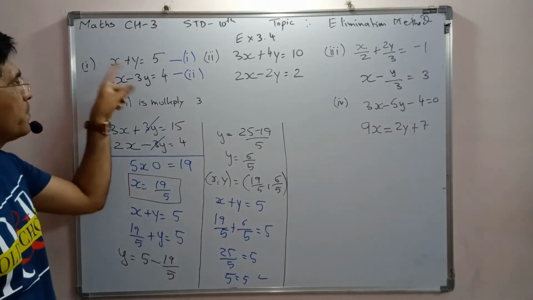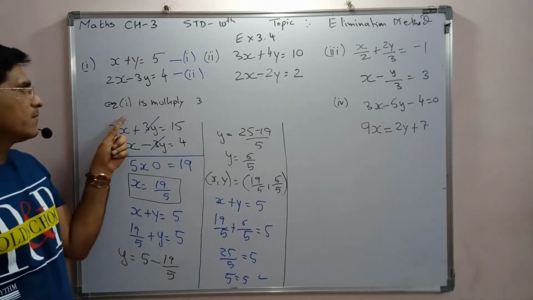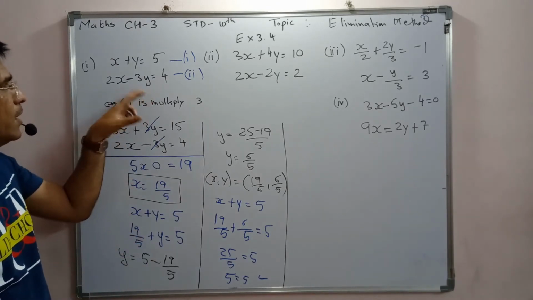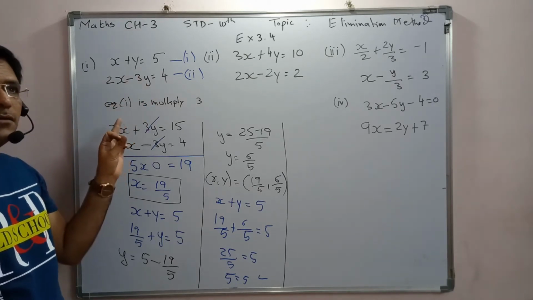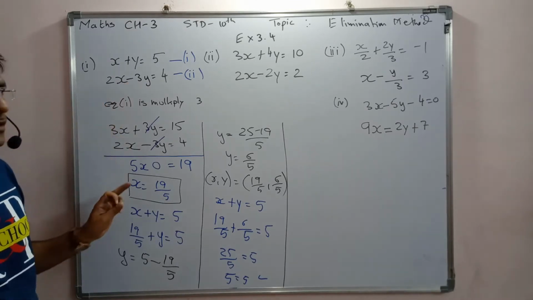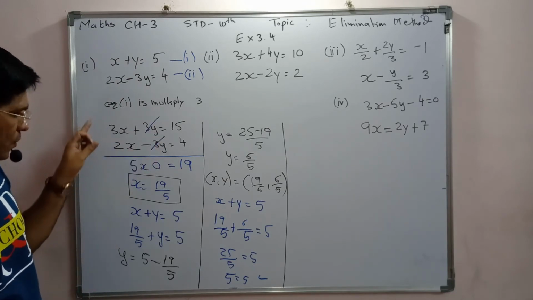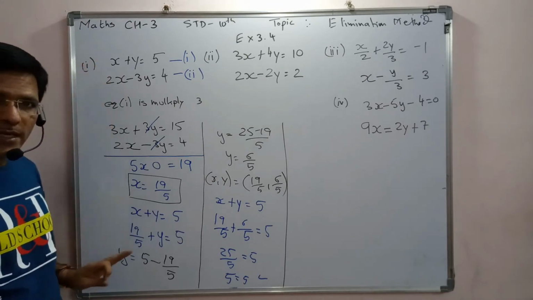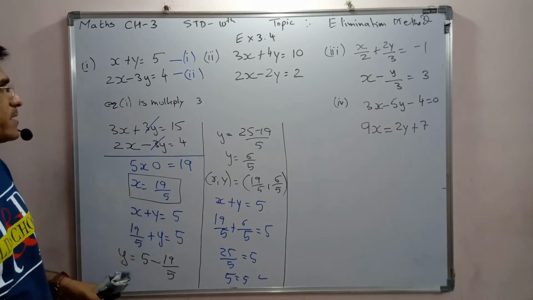Again I repeat, x plus y is equal to 5, 2x minus 3y is equal to 4. Equation number 1 I have to multiply by 3. Why do I have to multiply by 3? Because I want to make the coefficient of variable y equal. We want to eliminate y, so to eliminate y I have to multiply equation number 1 by 3. So we can get the value of x. That value you can put in any above equation, and we can get the value of y. So that is question number 1.